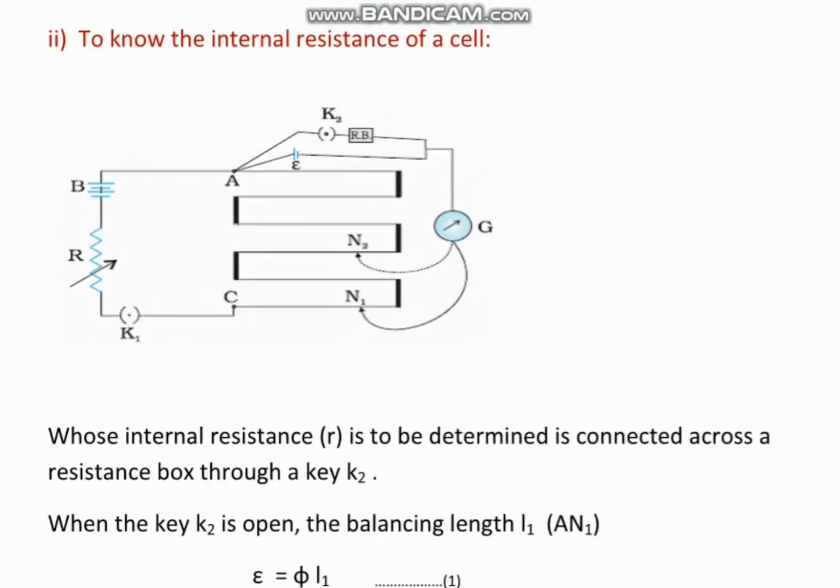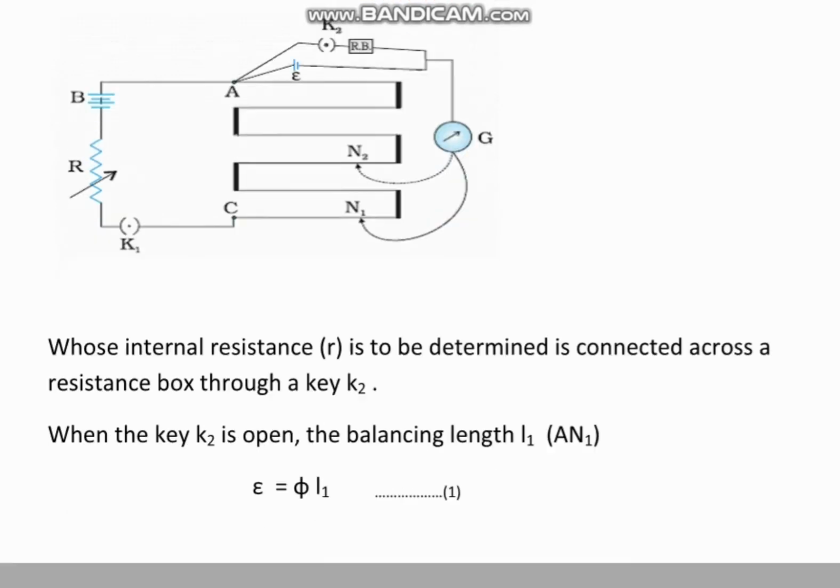So our aim is to know the internal resistance of a given primary cell. So when we observe this circuit diagram, K1 and K2 are the keys, first key and second key, R is the variable resistance, B is the battery, and the cell whose internal resistance is determined, we can take the primary cell. Electromotive force of the primary cell is epsilon, G is the galvanometer, R is the resistance box, and N1 and N2 are the null points. From A to C it is called the potentiometer wire, the length of the potentiometer wire.